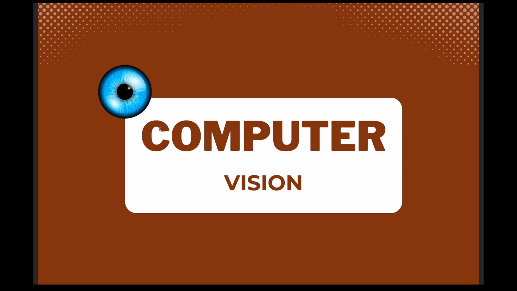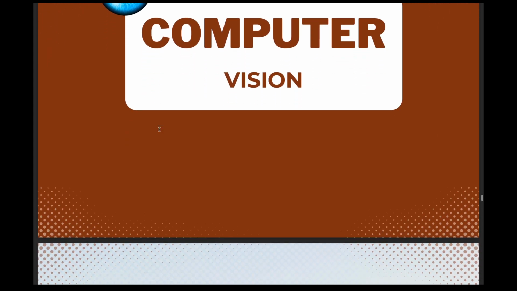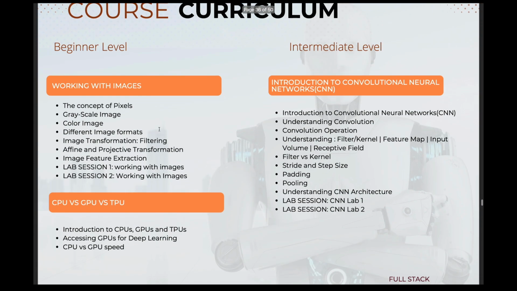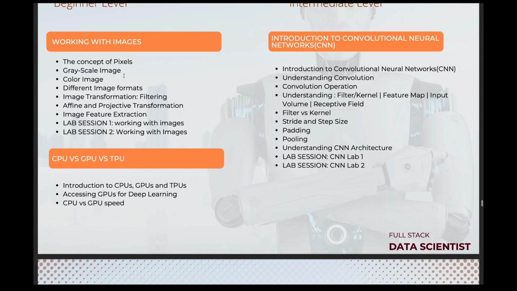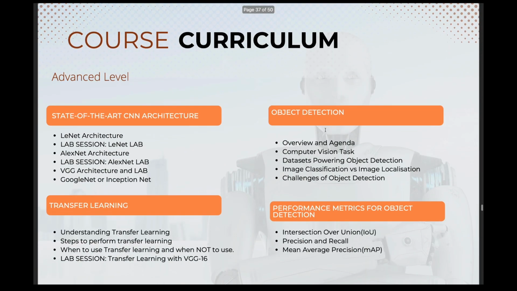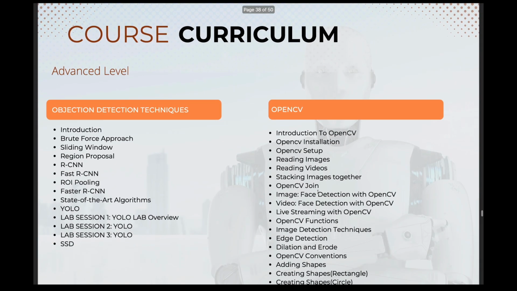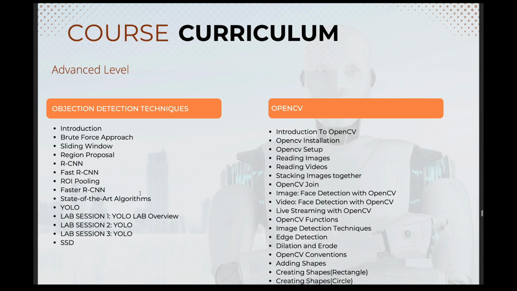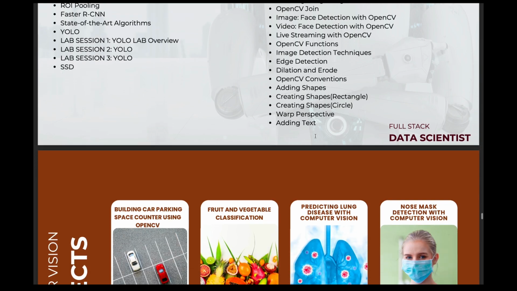Which is comprising of working with images and videos, okay? So computer vision, you work with images and videos. Natural language processing, you're going to work with text and audio, okay? So we start with computer vision, working with images and videos, okay? So you start with working with images over here, a whole lot of things over here, right? CPUs, GPUs, TPUs, and all those kind of things, right? Convolutional neural networks or CNNs, right? State-of-the-art CNN architectures, object detection, transfer learning, performance metrics. There are a whole lot of things that you're going to do over here, right? Object detection techniques that you need to understand over here, right? OpenCV, a whole lot, right?